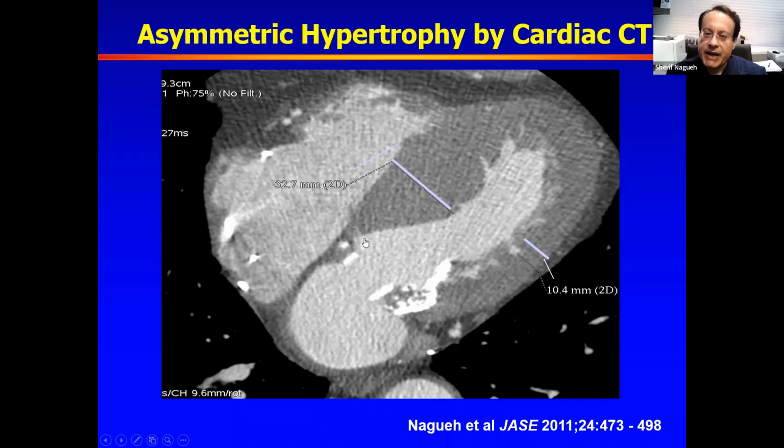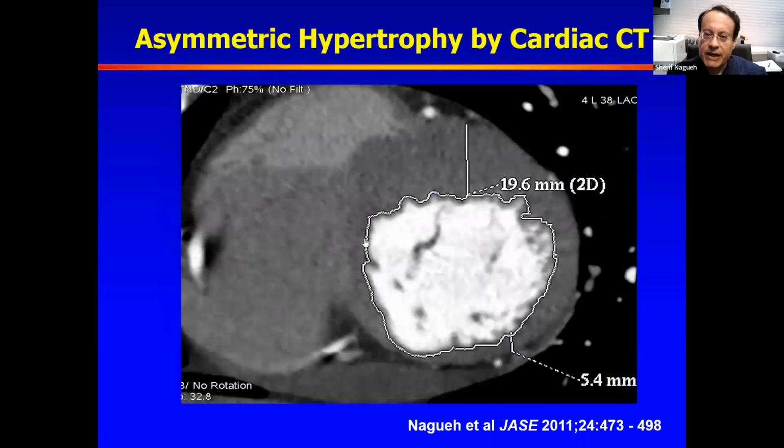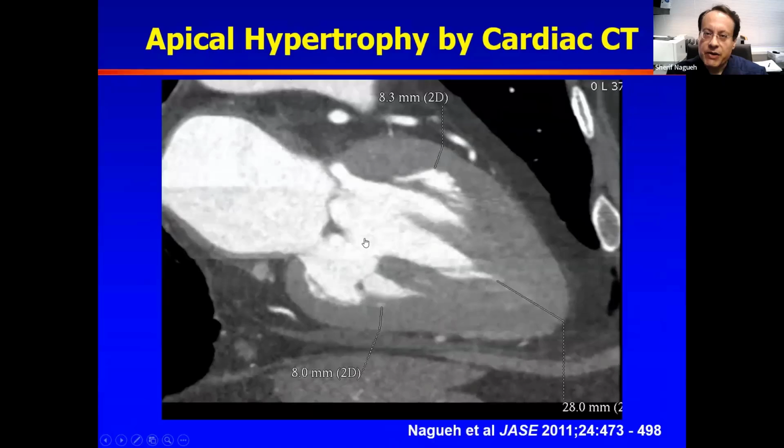Cardiac CT can come in handy in these cases, and you see a nice case here with severe asymmetric septal hypertrophy. You can do segmental wall thickness similar to CMR, and you can see here a nice example of apical hypertrophy by cardiac CT. It is important to alert the labs whenever you're referring a case that you're concerned about the possibility of hypertrophic cardiomyopathy.